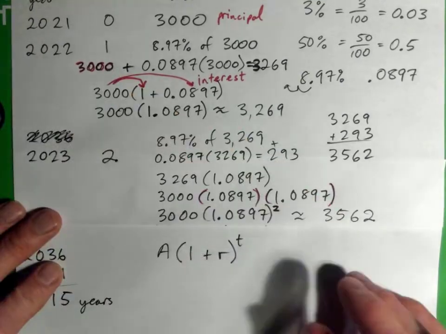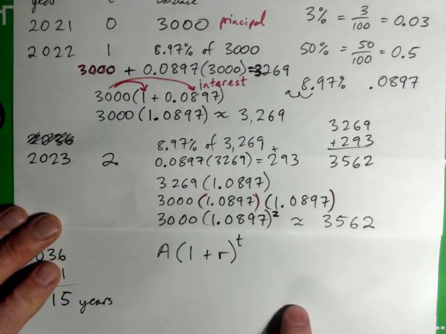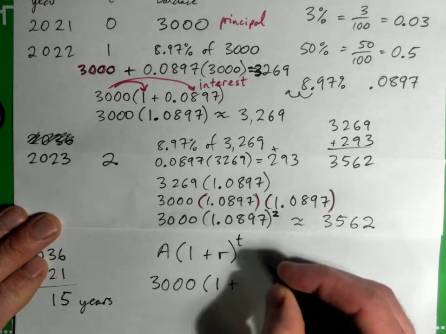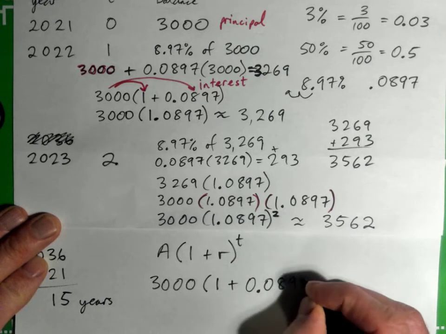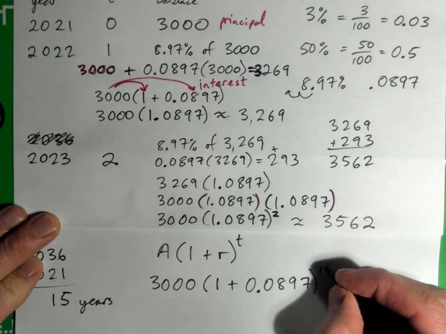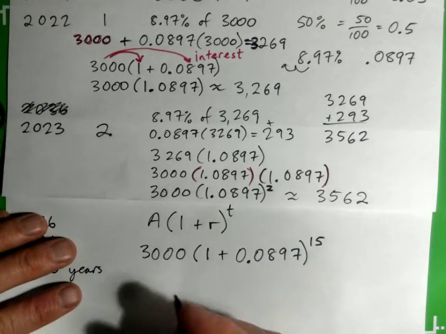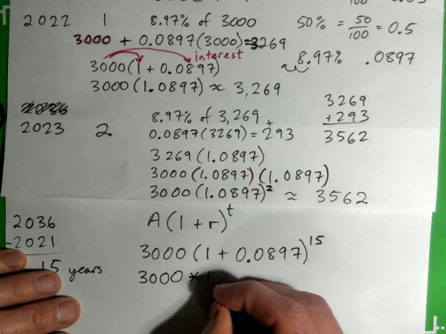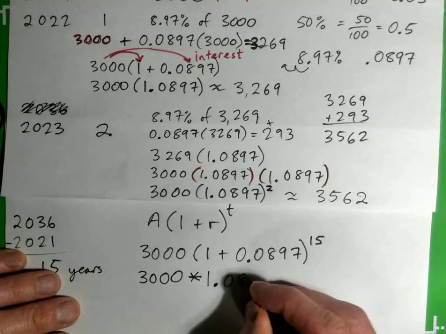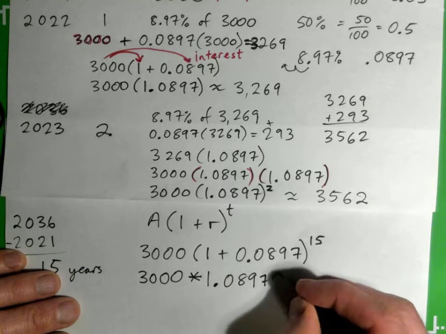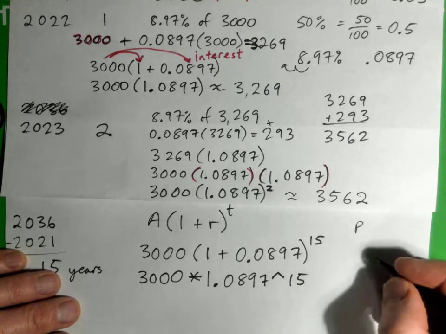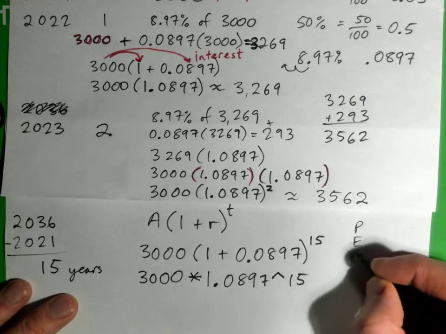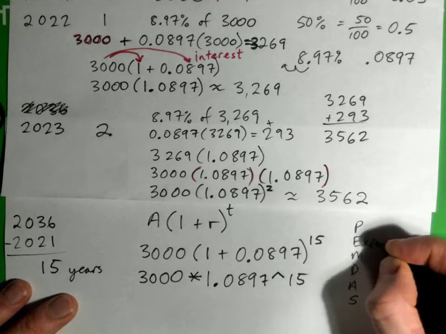But after 2 years, it would be this. So it's $3,000 invested at 1 plus the rate, 0.0897, to the power of 15, right? Now in a calculator, that can just be 3,000 star, and you can just add these, 1.0897 to the power of 15. And your calculator understands the order of operations PEMDAS. So it's going to do exponents first. It understands PEMDAS. So it's going to do the exponent, and then it's going to multiply, right?